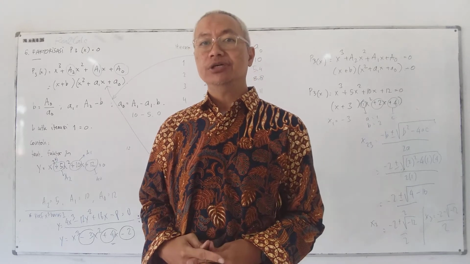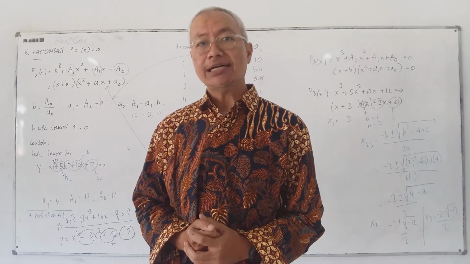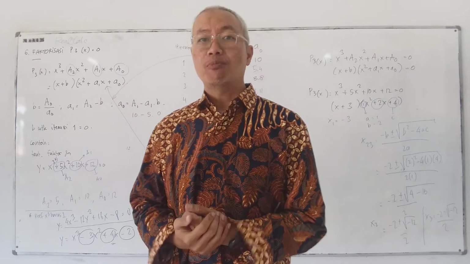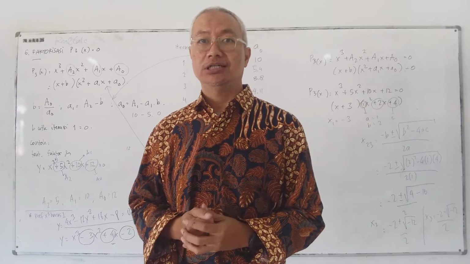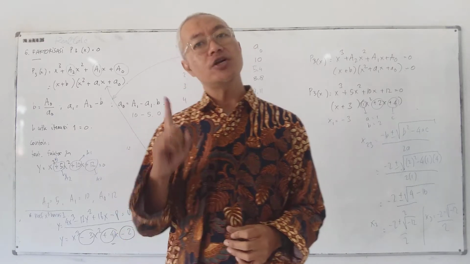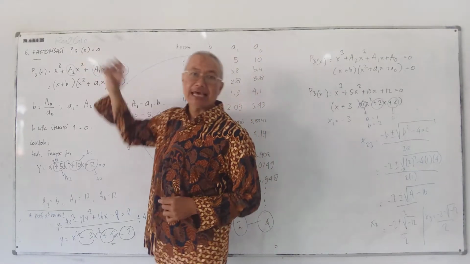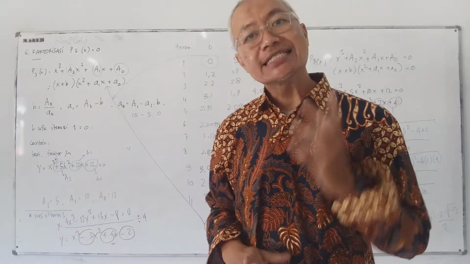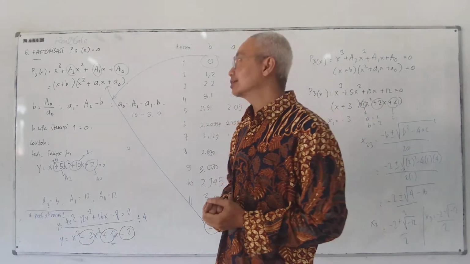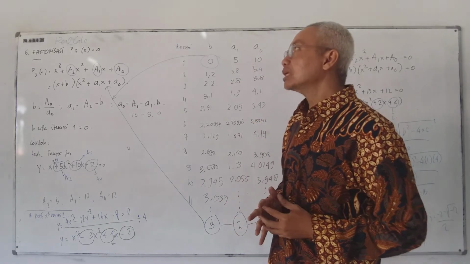I want to continue our last week discussion. Right now, I will give you two more methods in solving the characteristic root of the equation. The first method is the factorization power 3, and then the second one will be factorization power 4. Now let's start. I will start with the factorization power 3 first.